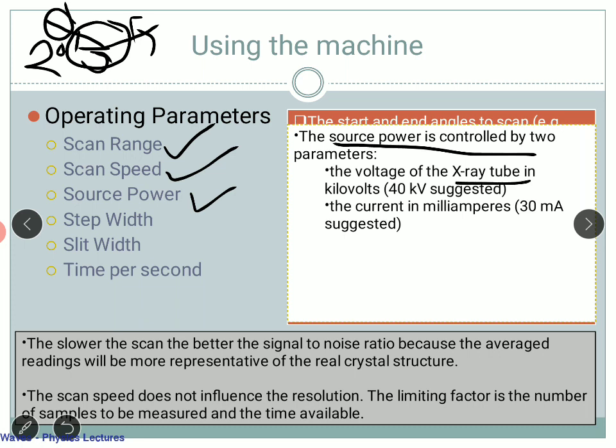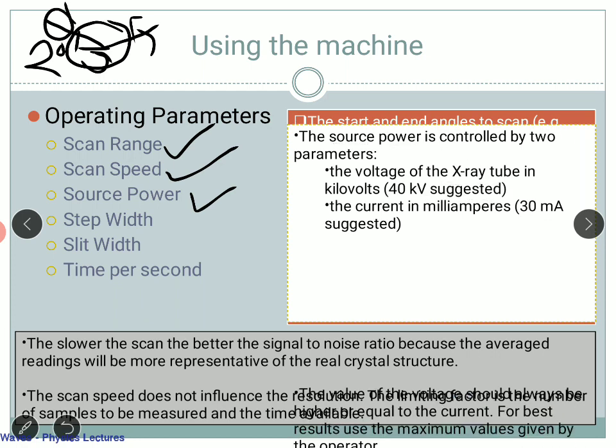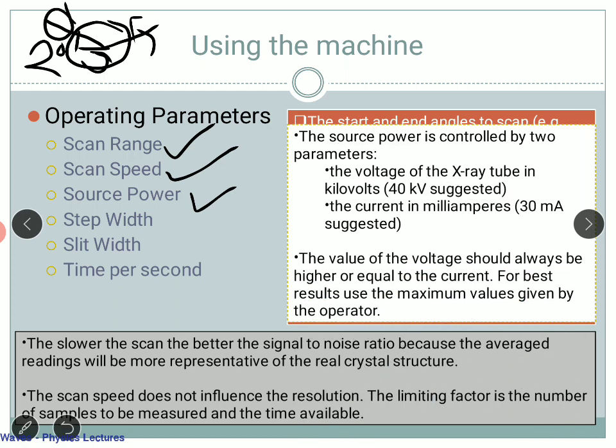The first is the voltage of the X-ray tube, which is suggested to be 40 kilovolt. Usually it is 40 kilovolt, and the current will be 30 milliamperes. That is the suggested value. Some variation might be there in case specialized experiments are done. One more point to note is that the value of the voltage should always be higher than or equal to the current, because we are going to get a power here. Power is basically current times voltage.